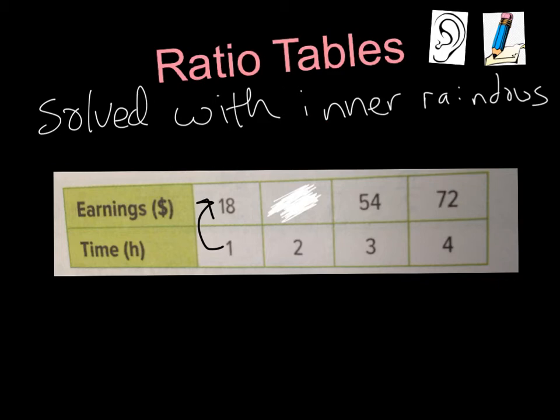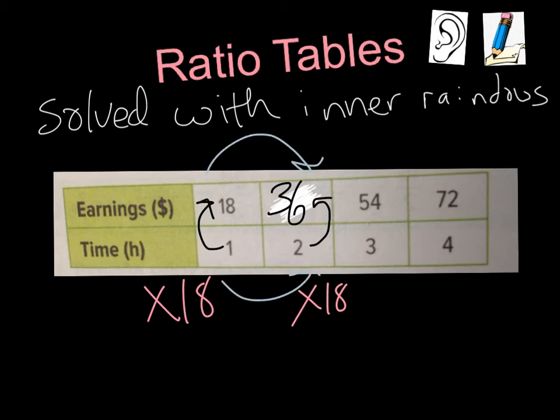Now I can say that in getting from 1 to 18, I'm multiplying by 18. That's the connection of this inner rainbow. To figure out 2, I can use that same inner rainbow, knowing that it has to be times 18 to get from time to earnings. Now I can just take 18 times 2, which we proved last time was 36. So now I saw 2 different ways: outer rainbows that connect things outside of the ratio table, and inner rainbows that connect things inside the ratio table. This times 18 holds true for every one of those. 3 times 18 is 54. 4 times 18 is 72.